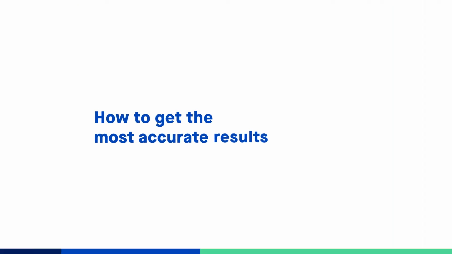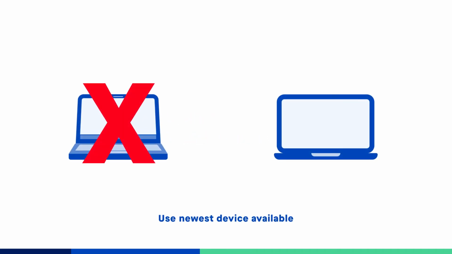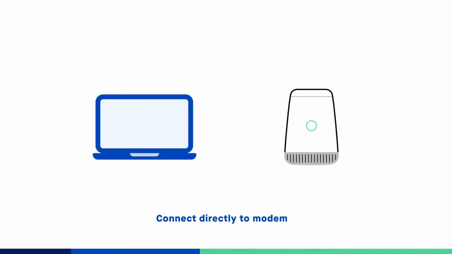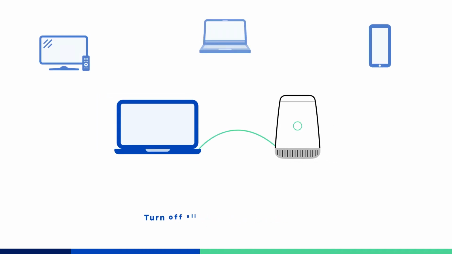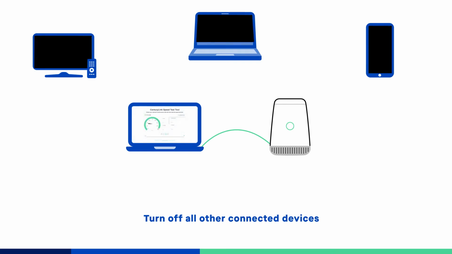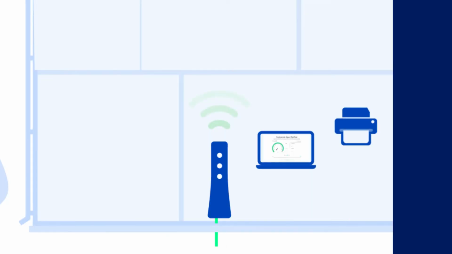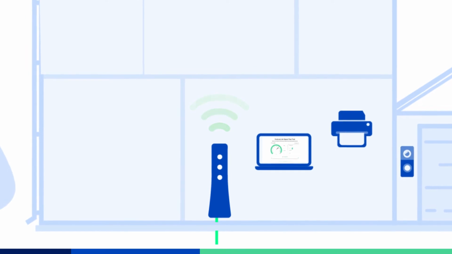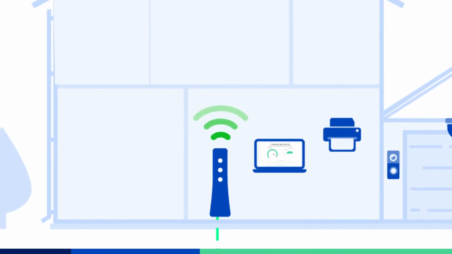There are a few things that can impact the accuracy of your results if you want the most accurate test. 1. Use the newest device you have available. 2. Connect the device directly to your modem with an Ethernet cable. 3. Turn off all other connected devices. Then test. It's not uncommon to see speed test results lower than your purchase plan speed.